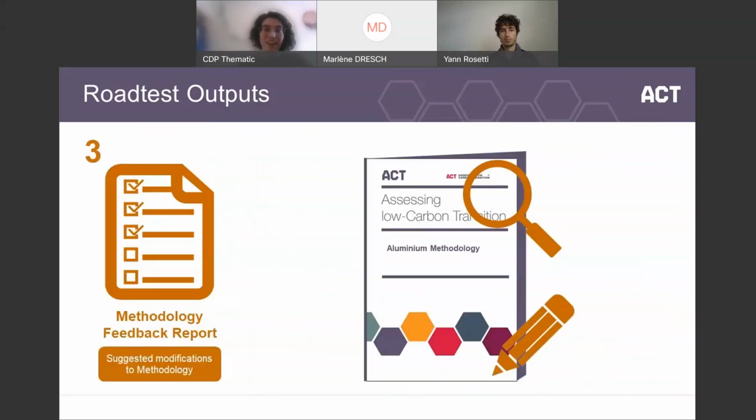And finally, we will have a feedback report for the methodology, which will compile the feedback and the suggestions that we've collected throughout the entire process, and that will then allow us to update the methodology and to make sure that we take all of that into account.